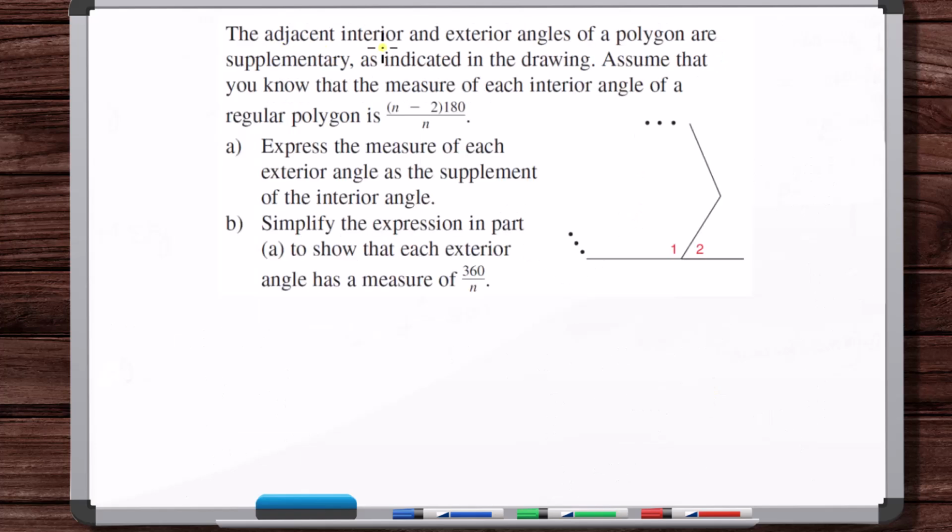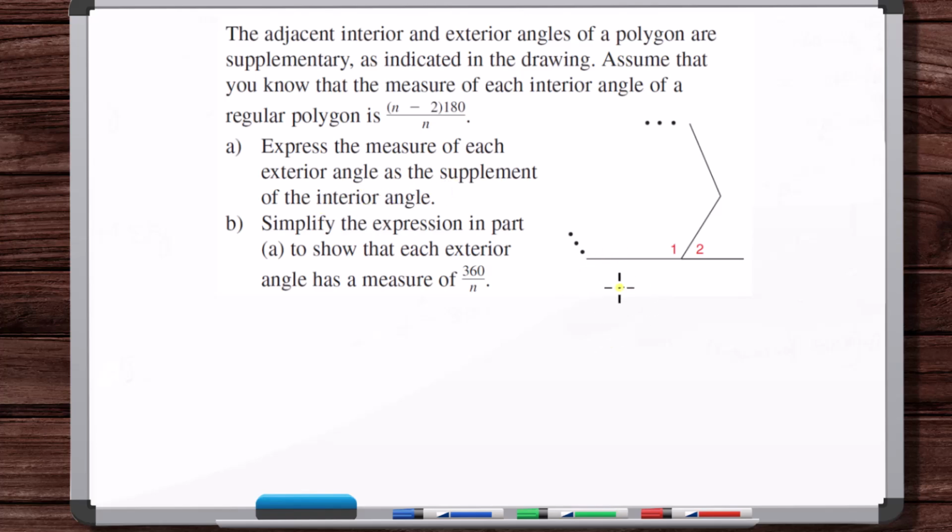The adjacent interior and exterior angles of a polygon are supplementary, as indicated in the drawing, yes. Any exterior angle is going to be adjacent to the corresponding interior angle, and they're going to be supplementary. That's one of the ways you can see why the two exterior angles are congruent. They're vertical, yes, but they're also both supplementary to the same angle. Assume that you know that the measure of each interior angle of a regular polygon is given by that formula. Express the measure of each exterior angle as the supplement of the interior angle.